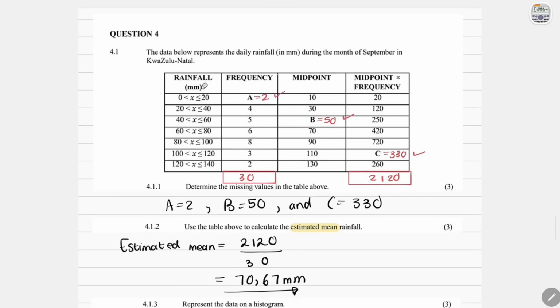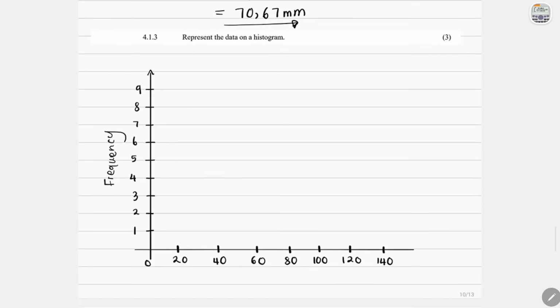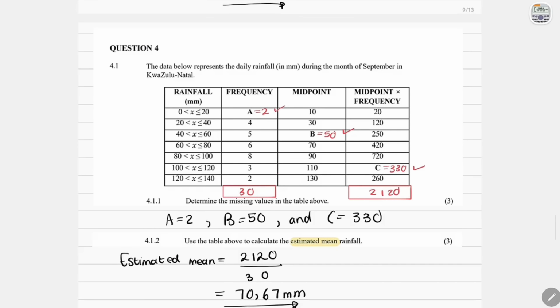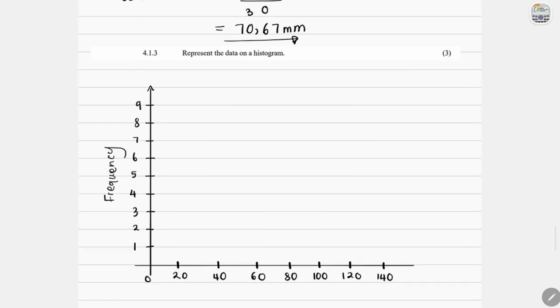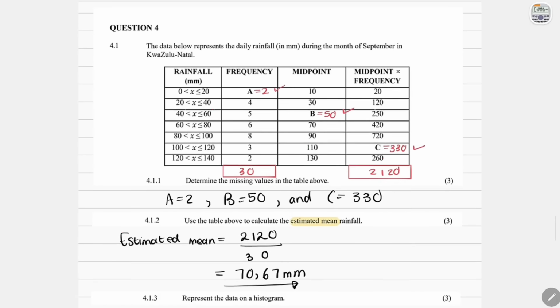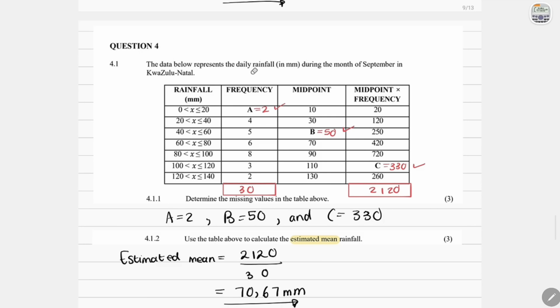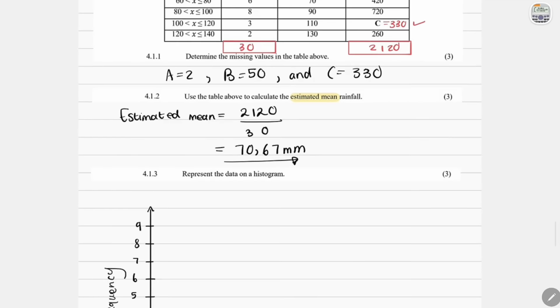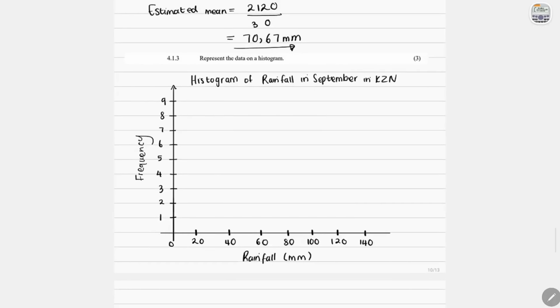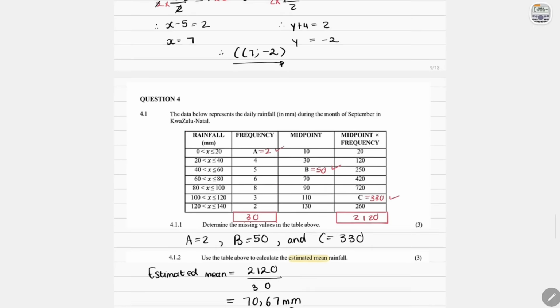And then you can just put the rainfall in millimeters, and then you can just give it a relevant title. So a histogram showing the daily rainfall during the month of September in KZN. So we can just put that down. Okay, and now let's put down our values.